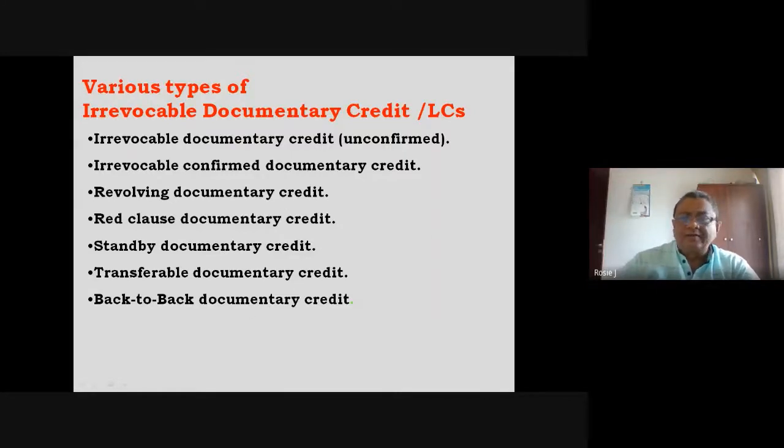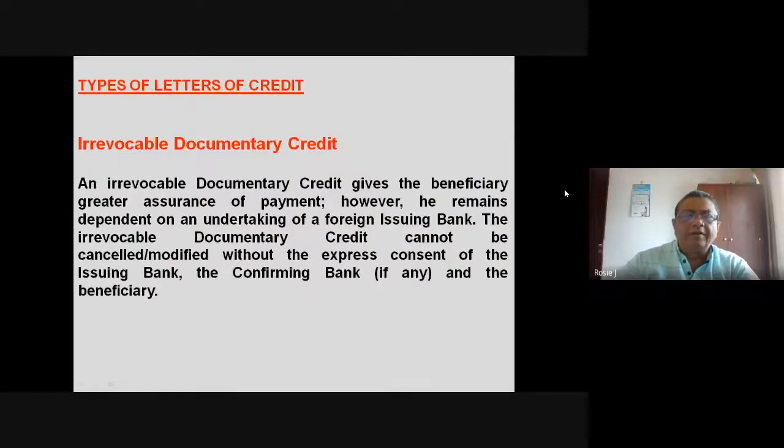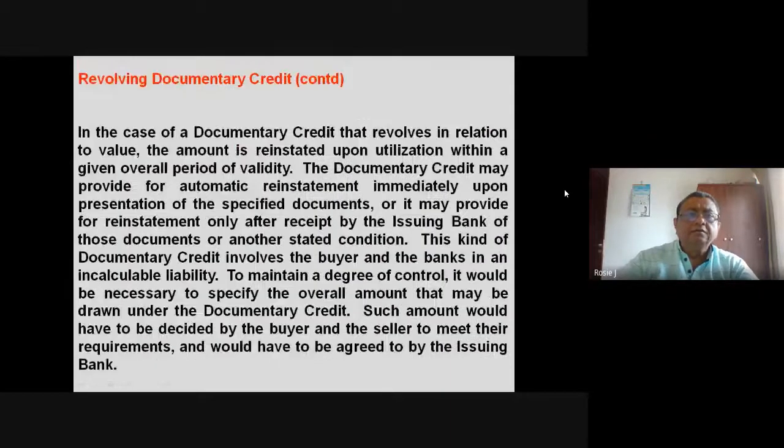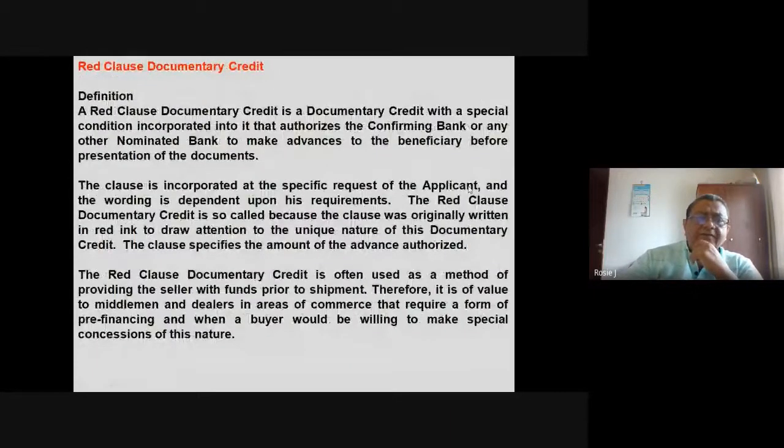Red clause document. This is not a very difficult thing. Red clause. Okay.